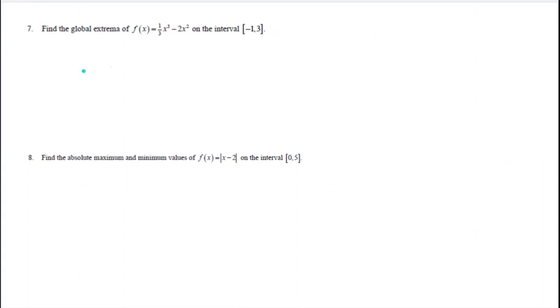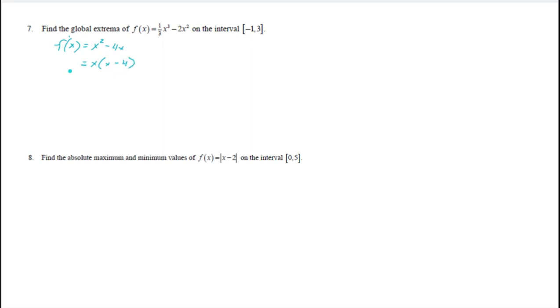In this case, we've been given the function f of x equals 1/3 x cubed minus 2x squared, and the interval is from -1 to 3. So the first thing we need to do is identify our critical numbers, and we do that by finding the derivative. So our f prime of x is going to be equal to 3 times 1/3, so is 1, so x squared, minus this becomes 2 times 2, or 4x. We can factor this out, so we have x times (x minus 4).